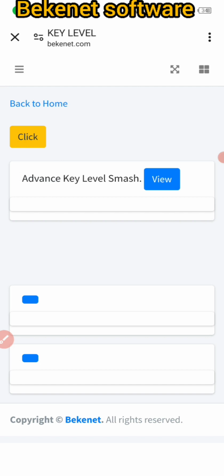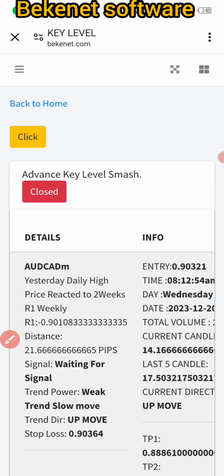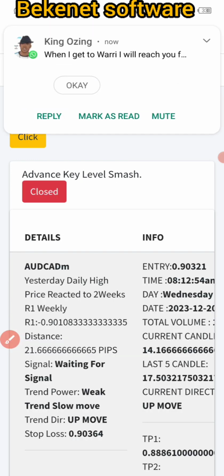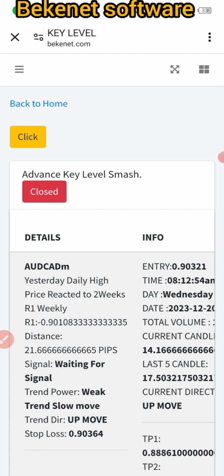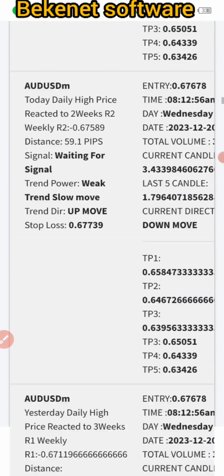First thing first, you're going to click on this view. Once you click on this view, it will display everything. As you can see, it's displaying everything. Now, first thing first, what are the things you need to look out for? You understand? Because there are a lot here.